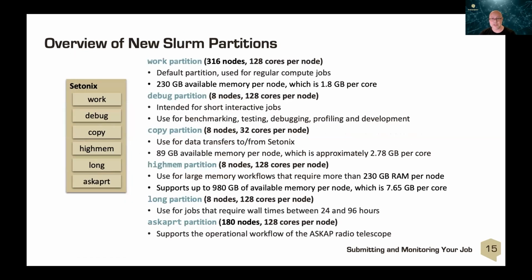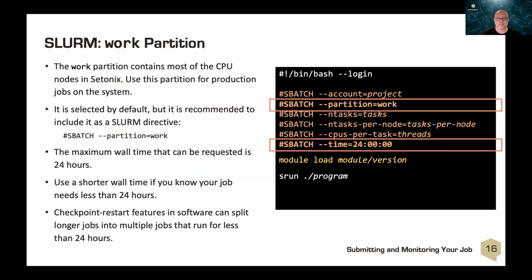In total, there are 6 partitions on Setonix: the work partition, the debug partition, the copy partition, the high memory partition, the long runtime partition, and the partition dedicated to ASKAP radio telescope operations. We will go through these in detail in the following slides.